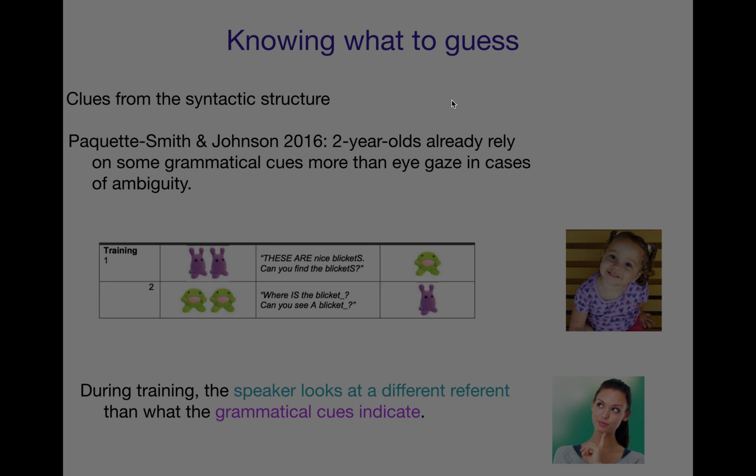when those two things are in conflict, when the linguistic or grammatical cues are in conflict with a social cue like eye gaze, 2-year-olds are going to prefer to rely on the linguistic cues. So here's an example of the kind of task that they did to figure this out.